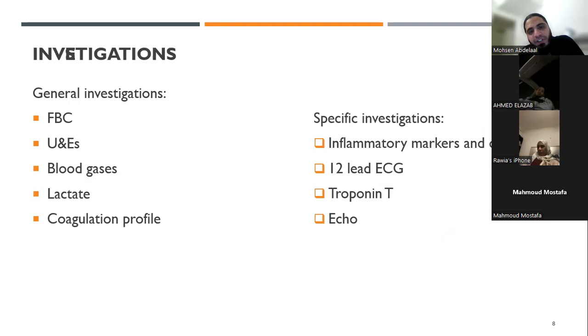You have the general investigations that probably will be requested for everybody in shock: full blood count, U&Es, ABG and lactate, and coagulation profile. And you have specific investigations that can help you differentiate what kind of shock I'm facing: inflammatory markers and cultures, 12-lead ECG and troponin.